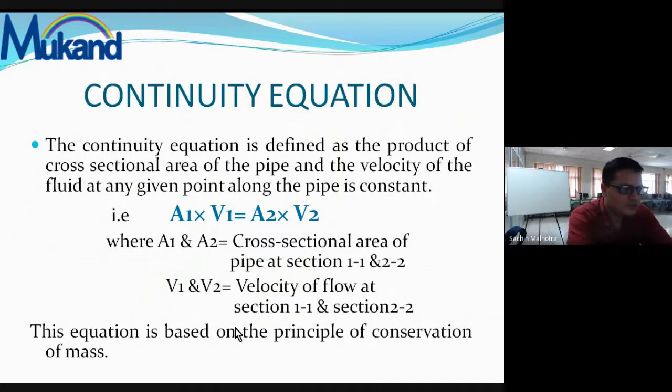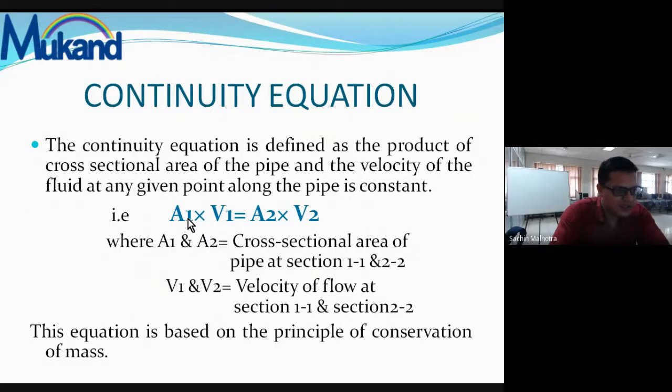Next is continuity equation. Now what is continuity equation? Continuity equation is defined as the product of cross-sectional area of the pipe and the velocity of fluid at any given point along the pipe, and it is constant. Means the inflow is equal to outflow, or we can also say discharge at entry is equal to discharge at exit.